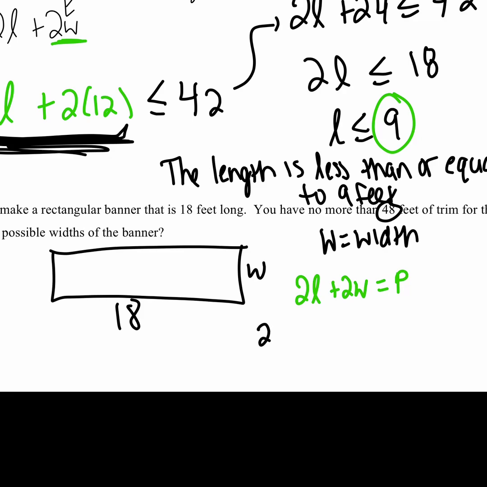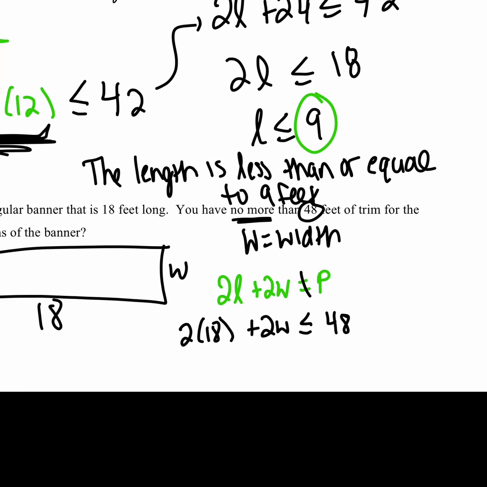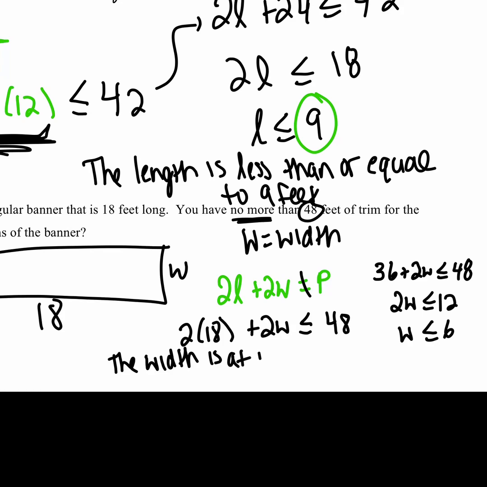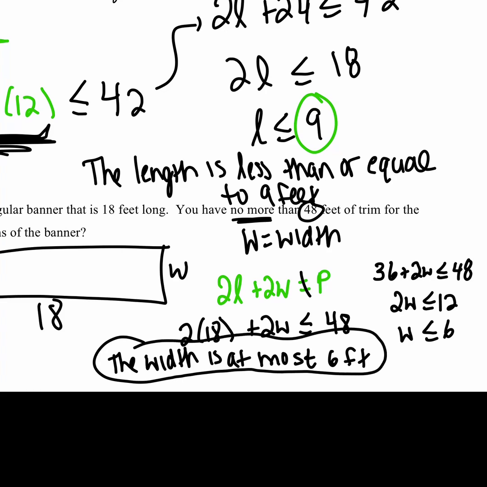Okay, so your perimeter is 18. I'm sorry, your length is 18, so 2 times 18 plus 2W. Again, no more means we're going to have an inequality, so I'm not going to put that equal sign. I'm going to put 48. Again, I don't want my side to be more than 48 feet, so it's going to be less than or equal to. When you solve, you get 36 plus 2W less than or equal to 48. Subtract 36. So W is less than or equal to 6. So the width is at most 6 feet. Or you could say the width is less than or equal to 6 feet. Multiple ways to say this.